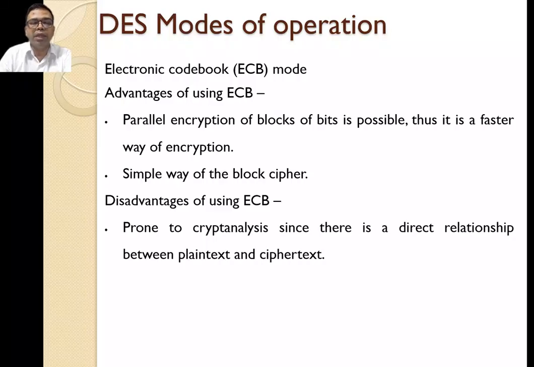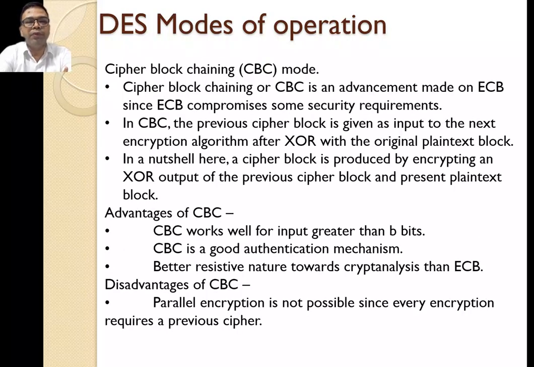down the key. The next mode of operation for any DES is called cipher block chaining, or CBC mode. Cipher block chaining is an advanced mode over ECB, since ECB compromises on some security requirements. In CBC mode, the previous cipher block is given as an input to the next encryption algorithm after the XOR operation with the original plaintext block. This creates a chain, and that's why this method is called the cipher block chaining mode. In a nutshell, a cipher block is produced by encrypting an XOR output of the previous cipher block and the present plaintext block.